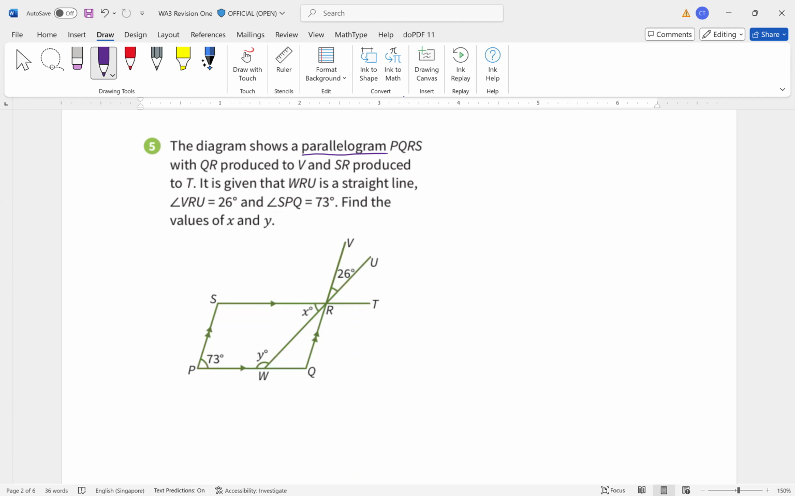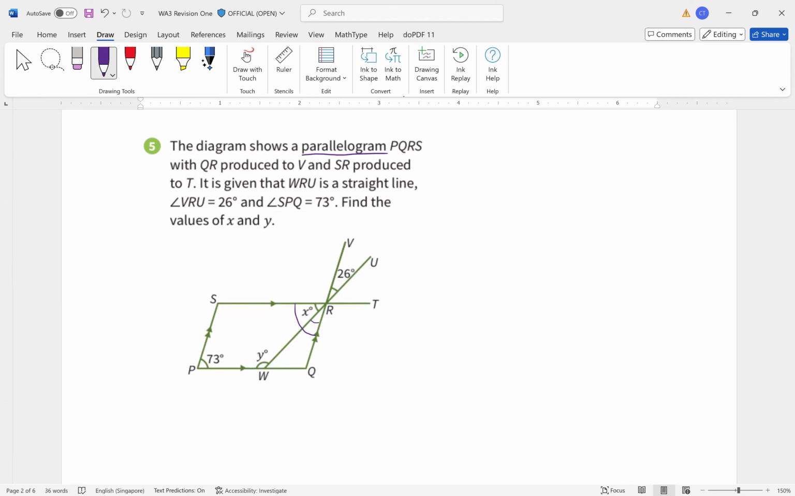If we want to find X, you see X is part of this big angle, right? So do I know this big angle? Can I find it out very easily? If you're thinking that it's 73, you are right, because the opposite angles of a parallelogram are equal. So if we know this big angle is 73, if only we know this small one. And what do you see about this small one? WRQ is vertically opposite to the 26. So actually we have found X already.